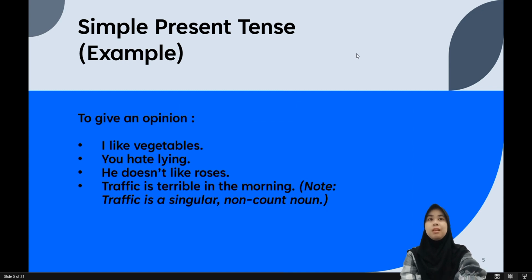And then examples for simple present tense. To give an opinion: I like vegetables, you like ..., he doesn't like roses, traffic is terrible in the morning. Traffic is singular because it can be counted, like 1, 2, 3, because there are many cars, so it can be counted.